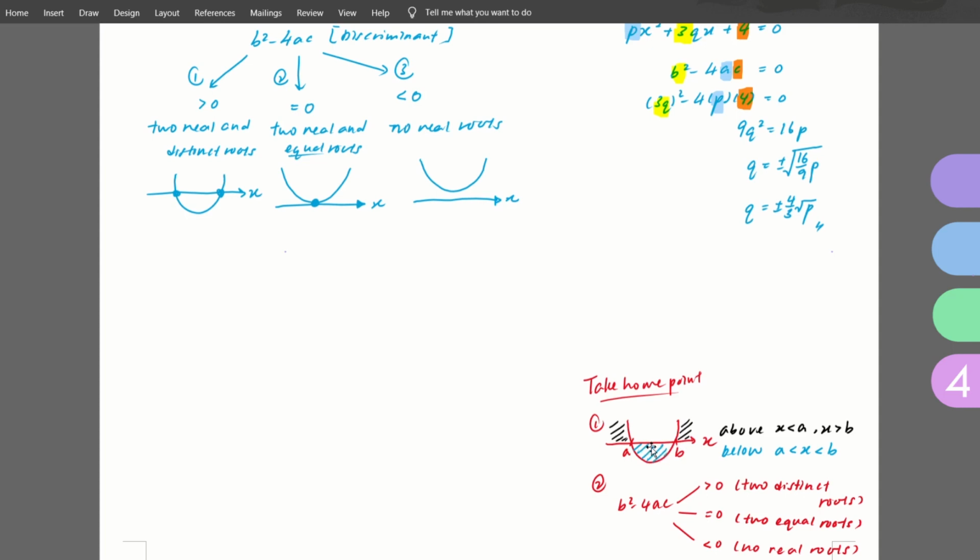And the second take-home point would be b squared minus 4ac, which is our discriminant, determines the number of solutions for a quadratic function. So there are actually three cases. If more than 0, it will have two x values. If equal to 0, there is only one x value, and less than 0 would be no solutions at all, or no real roots.